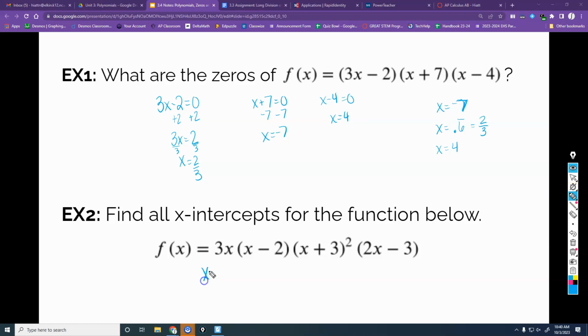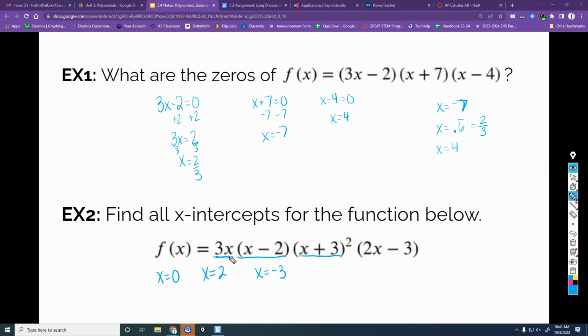Okay, so for example 2, who can give me a 0 for this? Okay, x equals 2 is correct. That comes from this one right here. 2 minus 2 would give me 0. What else? Negative 3. That'll work. That's that part right there, right? That'll give us 0. What else? Okay, x equals 0. That comes from this very first part, right? Because 3 times 0 would give us 0 right there.